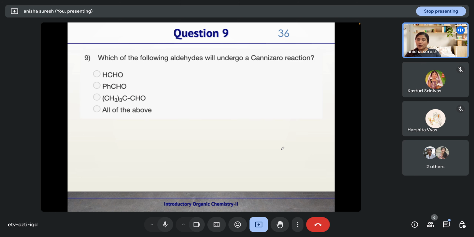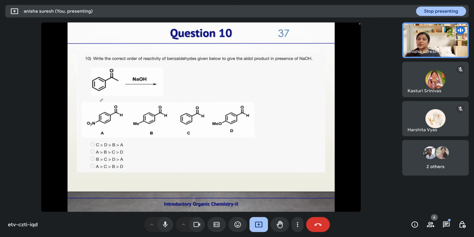So that is why all of these aldehydes can undergo the Cannizzaro reaction, and all of the above will be the right answer. Now coming to question number 10. Write the correct order of reactivity of the benzaldehydes given below to give the aldol product in presence of NaOH.